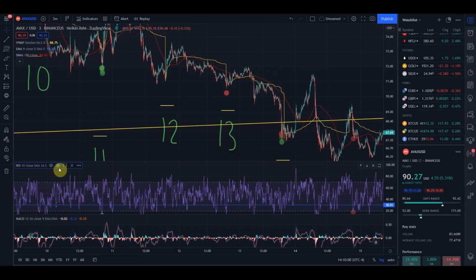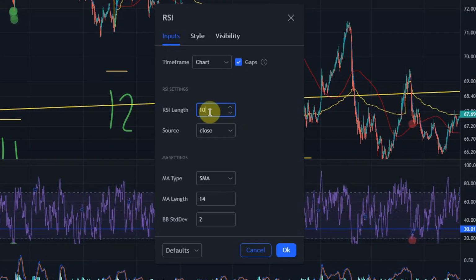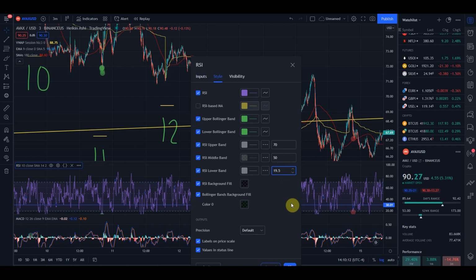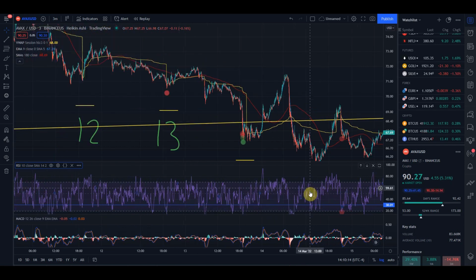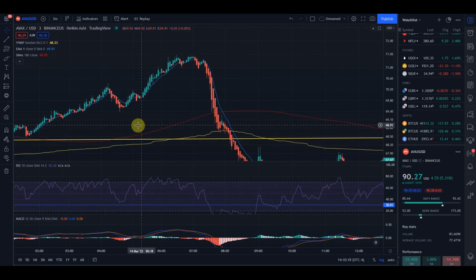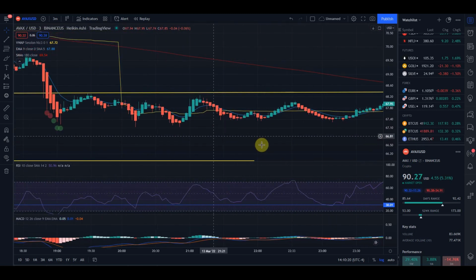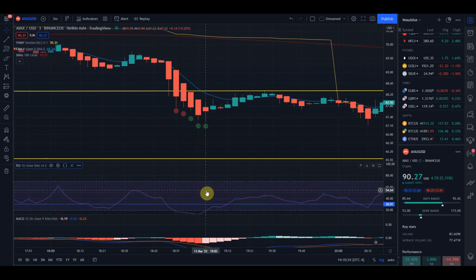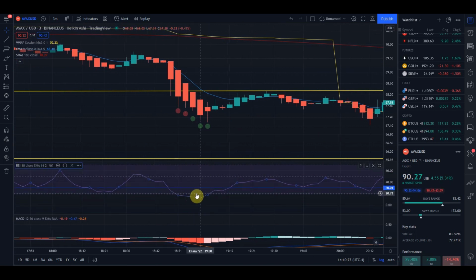So here's some basic rules to follow for the strategy. We're going to be setting our RSI length to 10. We're only going to be trading if the RSI is at or below 19.5. You don't have to set it exactly 19.5, but looking at the chart and looking at where the RSI went down, the spikes and stuff, 19.5 is a really good area where if you bought below it, more often than not, you would be profitable, and we'll get into that later.